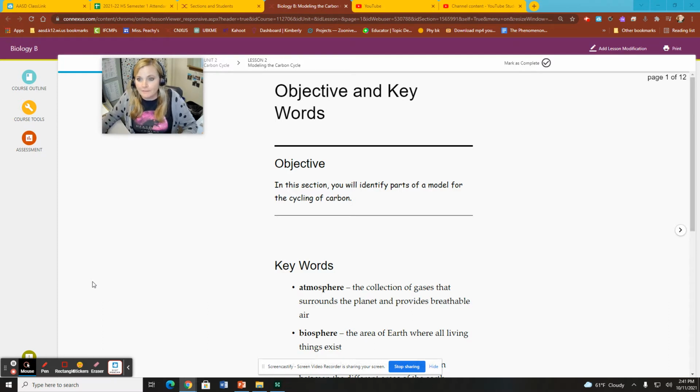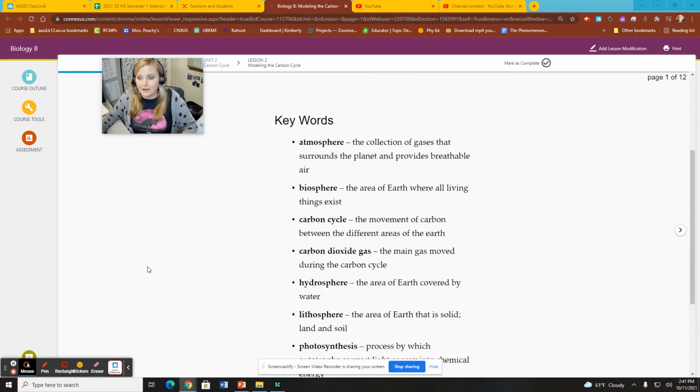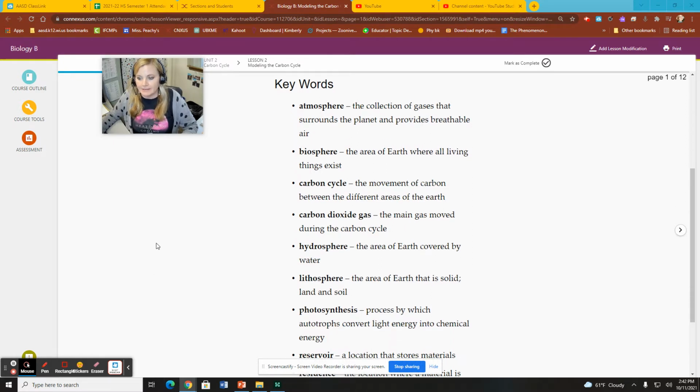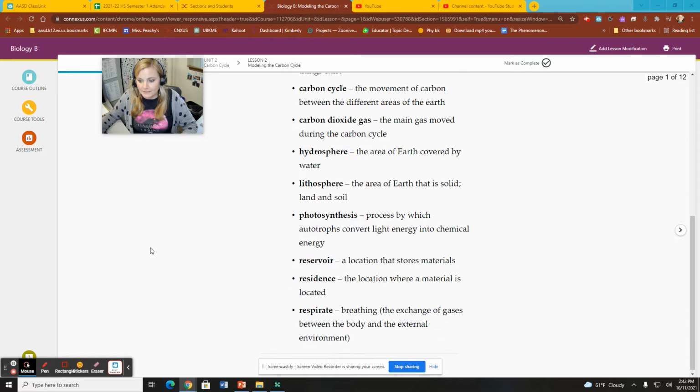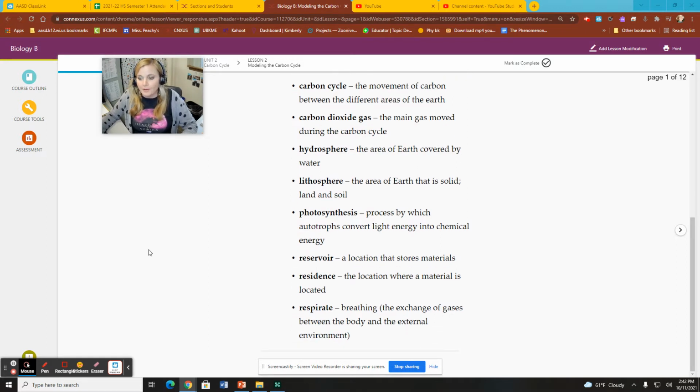Here we are with our first unit in second semester of biology. This is Unit 2, Lesson 2, Modeling the Carbon Cycle. So let's go ahead and start with our key terms, shall we? Our key words today are atmosphere, biosphere, carbon cycle, carbon dioxide gas, hydrosphere, lithosphere, photosynthesis, reservoir, residence, and respiration.